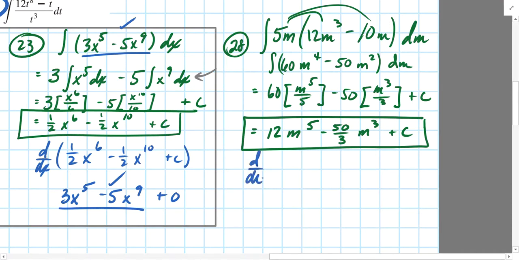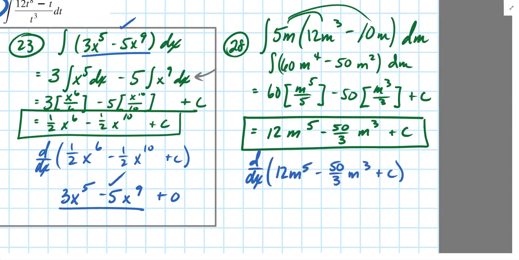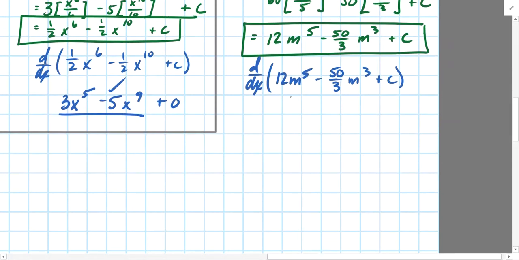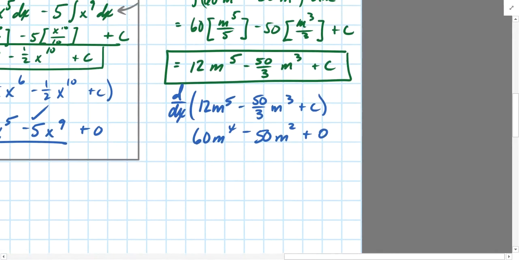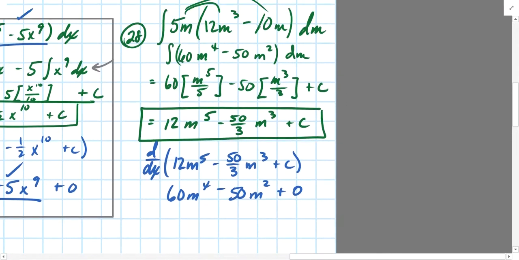Now, of course, we can check our work by taking the derivative of the expression we just established. 5 times 12 is 60. Reduce the exponent by 1. 3 times 50 thirds is 50. Reduce the exponent by 1. And the derivative of c is 0. And this 60m to the 4th minus 50m squared does match what we have here, which is a good sign.